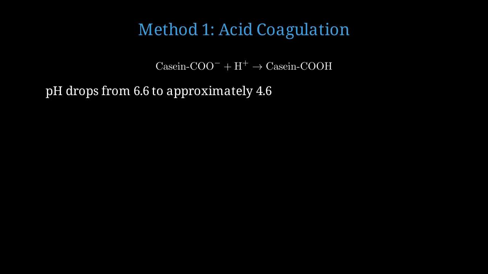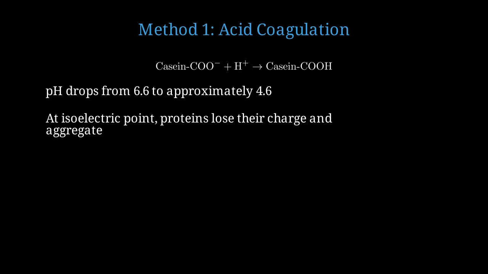When we add acid, either directly as vinegar or lemon juice, or through bacterial fermentation of lactose, the pH drops to around 4.6, which is the isoelectric point of casein. At the isoelectric point, casein proteins have no net charge. Without electrostatic repulsion keeping them apart, they aggregate and precipitate out of solution, forming curds.